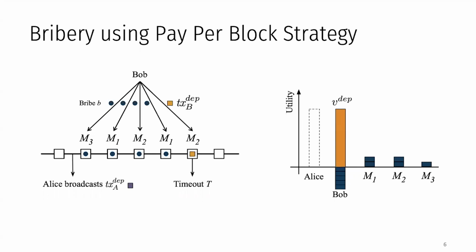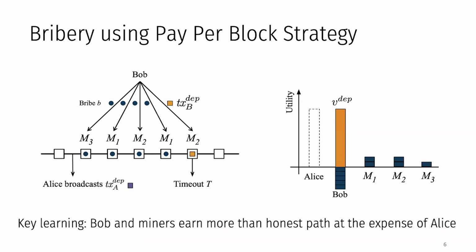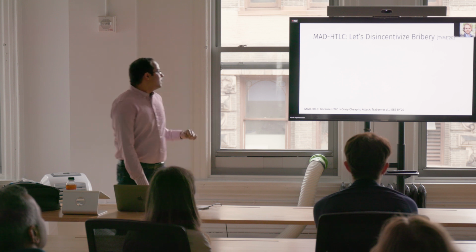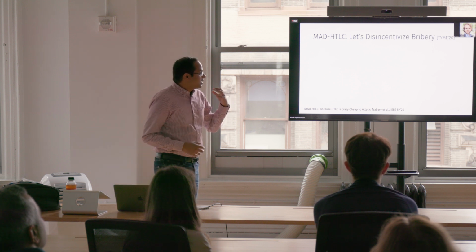And eventually Bob would put in tx-deb-b, miner M2 will accept it, and Bob would get b-deb. Okay, so in this situation, both Bob and the miners are better off at the expense of Alice, even if Alice did everything correctly. So this is an attack.